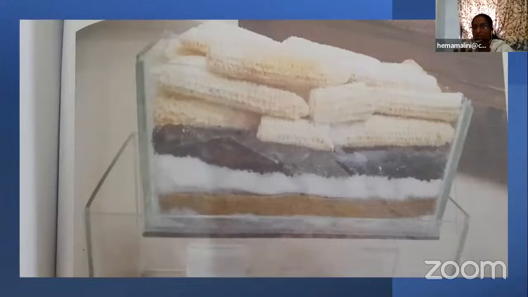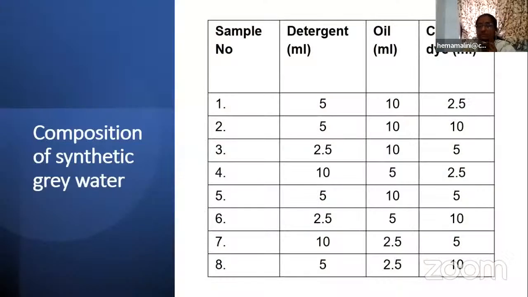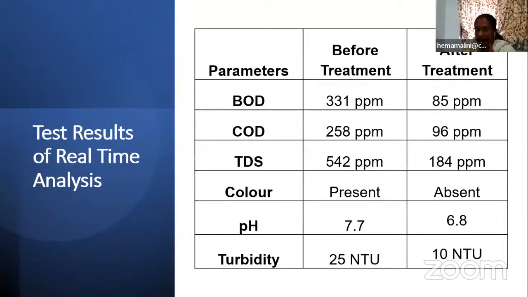We made the bed stacked with the sand, also the silver impregnated sand, also the corn cob. This is the filter which I have used. This is the composition of the synthetic gray water. We tried with 8 different samples, that means we changed the composition: detergent, oil, and color, because it replicates the wash water from the washing machine. That's why we replicate. To replicate this, we have taken 8 different samples and mixed them in different proportions like this. First we tried with the household water as it is, taken from the washing machine before we mixed and used the synthetic. We tried and we got results like this.